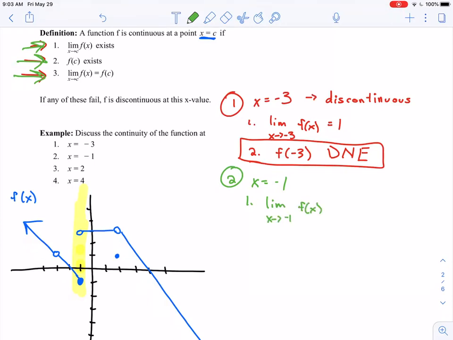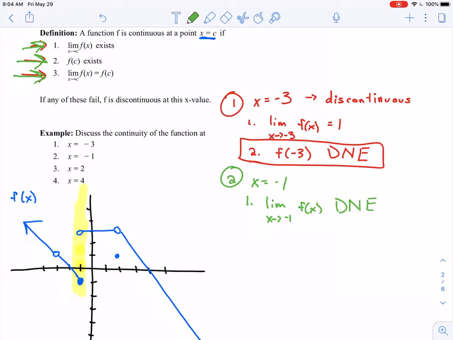Well, here in this case, as I approach -1 from the left-hand side, it looks like I'm approaching a y value of -1. And as I approach -1 from the right-hand side, it looks like I'm approaching a y value of 3. Here in this case, the left-hand limit and the right-hand limit are not the same, so we would say that the two-sided limit then does not exist.